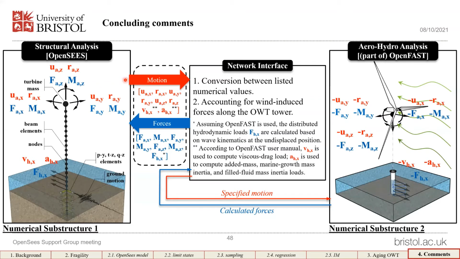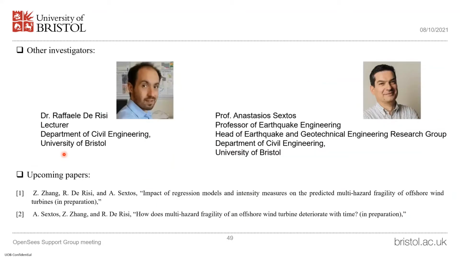This information will be passed to the second numerical substructure on the right-hand side for the calculation of accurate wind and wave loads. And the wind and wave loads will then go back to the OpenSees model for the calculation of the next step. So these are the basic principles of hybrid simulation or numerical multi-platform analysis. We are really looking forward to starting work on this pretty soon. So this is the end.